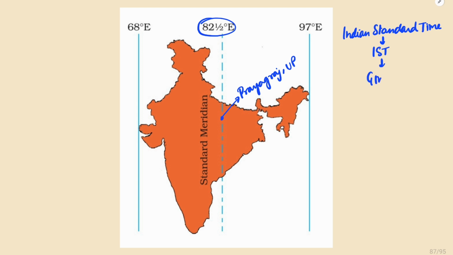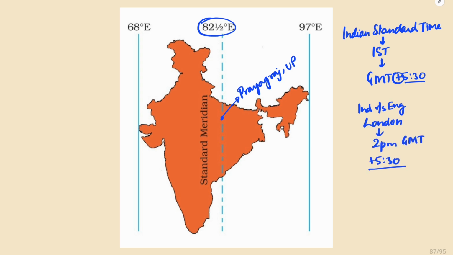IST is also represented as GMT plus 5.5 hours. This means that India is 5.5 hours ahead of GMT. So, if India and England have a cricket match in London that starts at 2 pm GMT, then in India it will be at 7:30 pm IST.